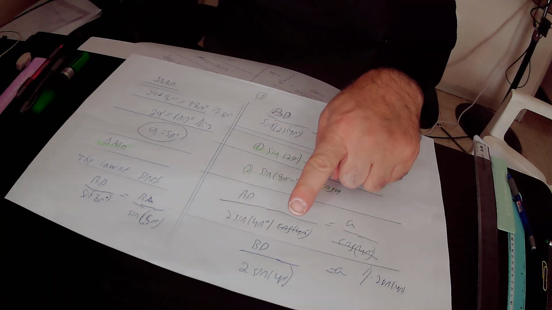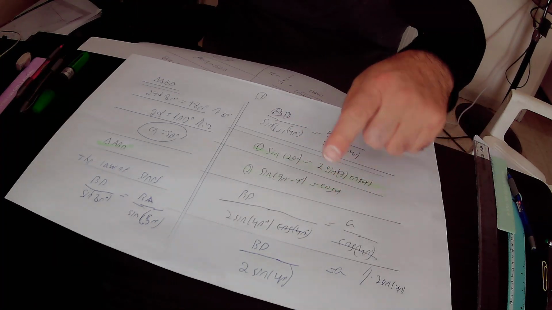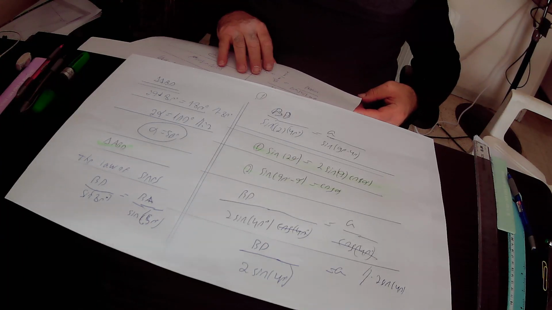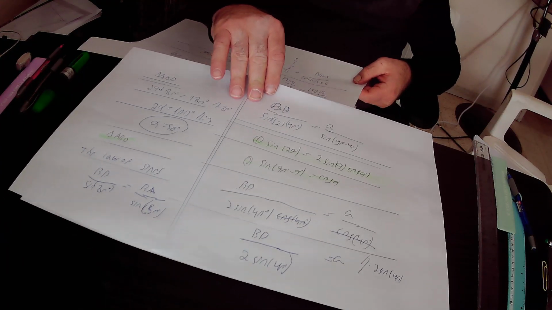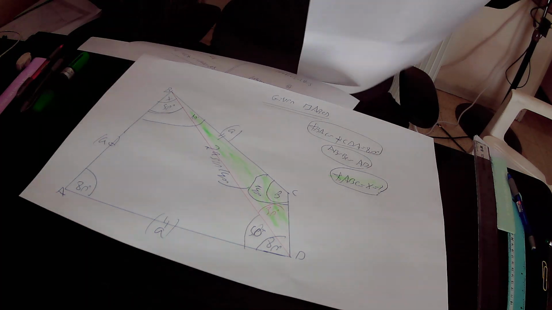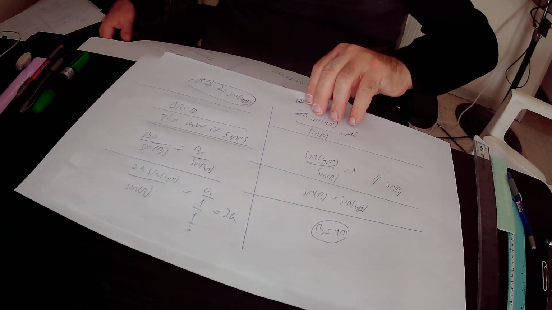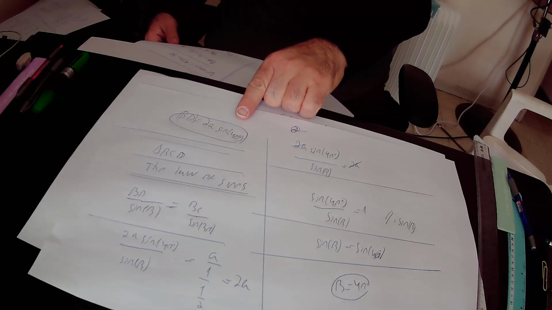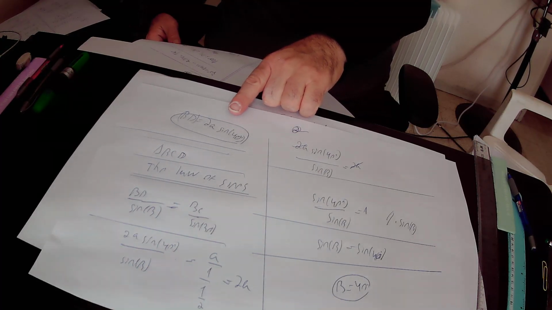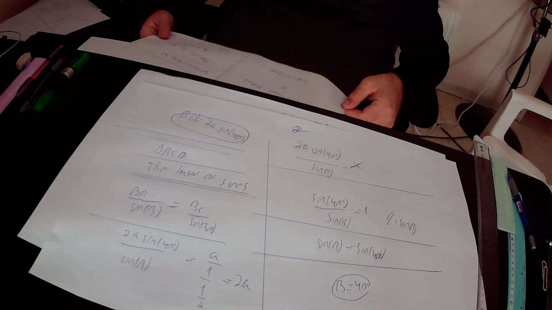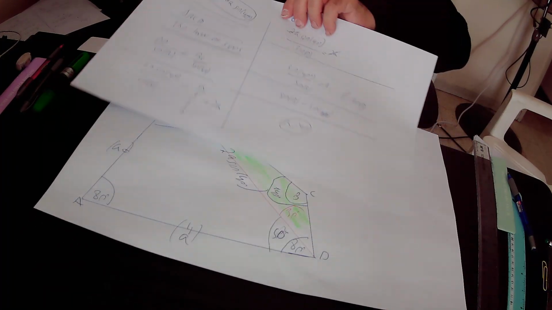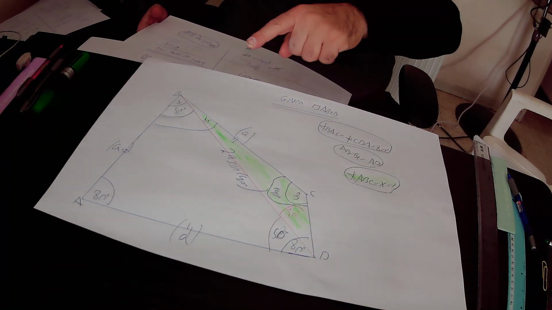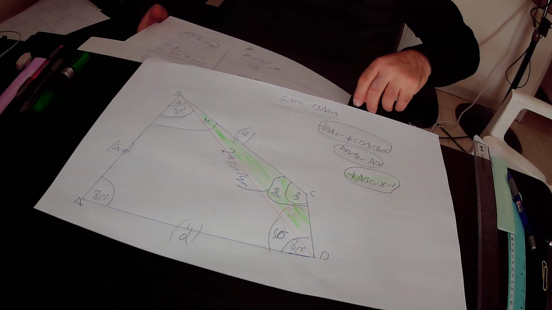Here we multiply this equation by 2 times sine 40 degrees, and finally we found out that BD equals 2 times A times sine 40 degrees. In the next step, we implemented the law of sines in this green triangle, triangle BCD.